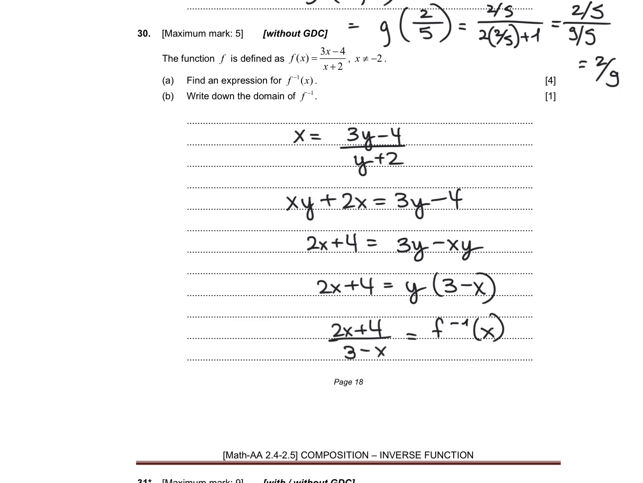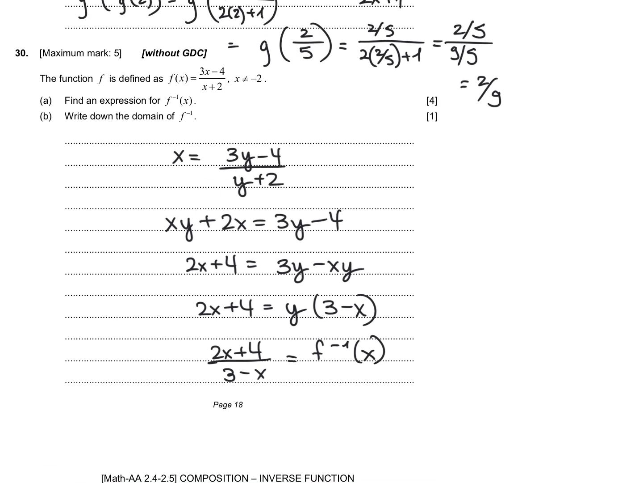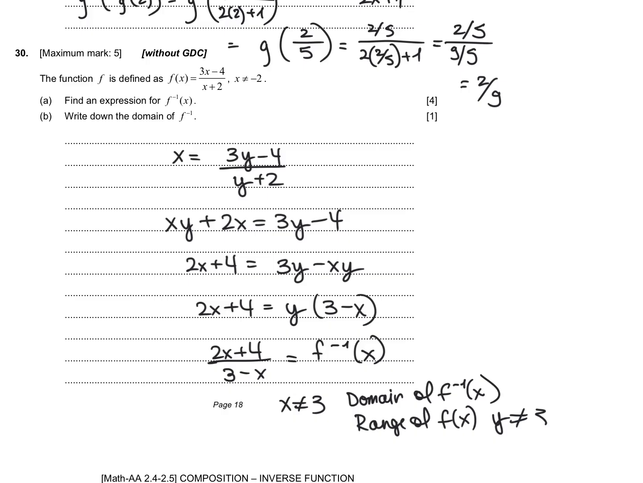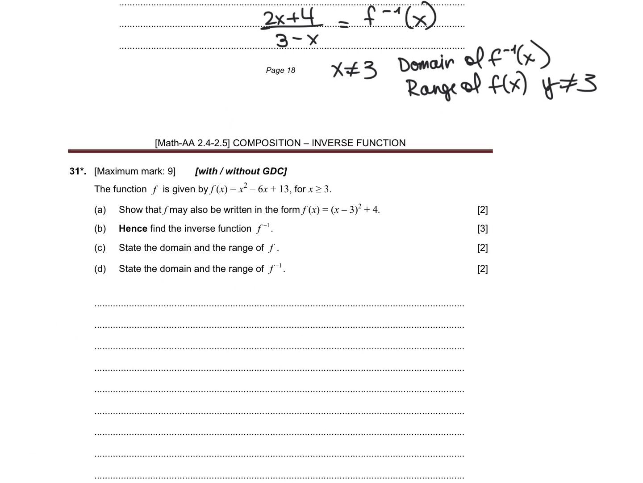Okay, so now the domain of the inverse is that x can't be 3. All right, this is the domain of the inverse. This is also the range of the original. y can't be 3. All right, this is the domain of f up here. This is the range of the inverse. y can't be -2.